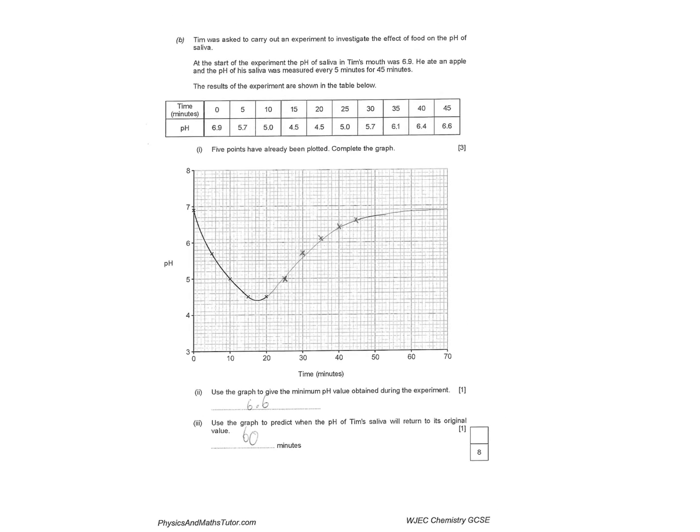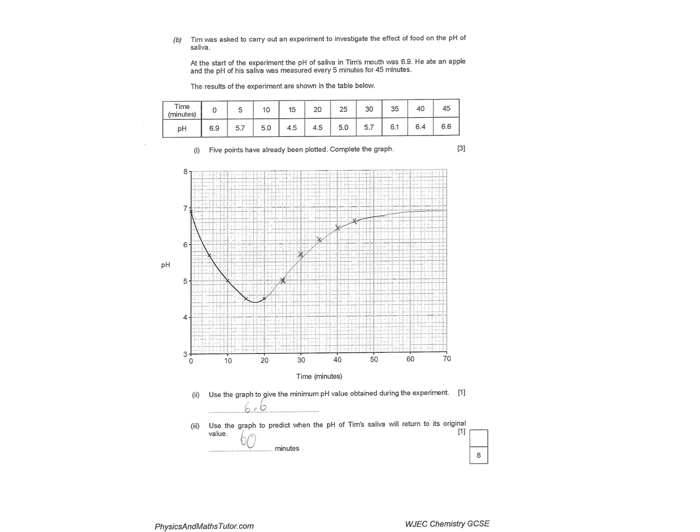Last question then, it carries on from the previous question. Plot in some points and then carry on your line as best as you can. Okay, graph plotting is quite an important skill. As you can see there, it's 3 marks. Give the graph the minimum pH value, so the minimum pH obtained during the experiment is going to be 4.5. Okay, predict when it's returned to normal. That depends on how your curve went. So when it goes back to 6.6, and then in this one it's 60 minutes.